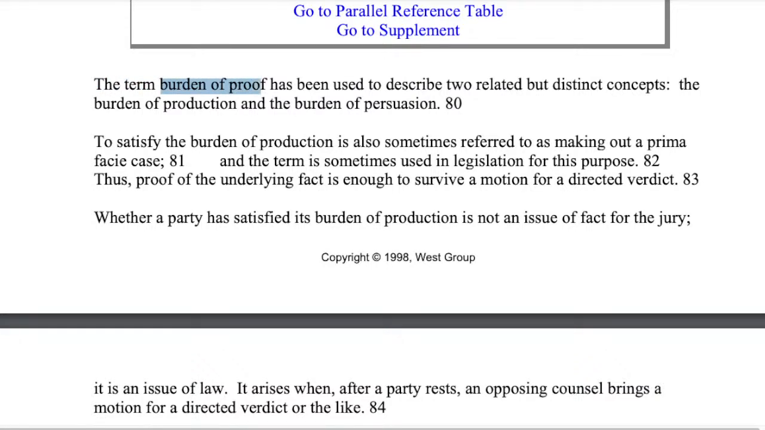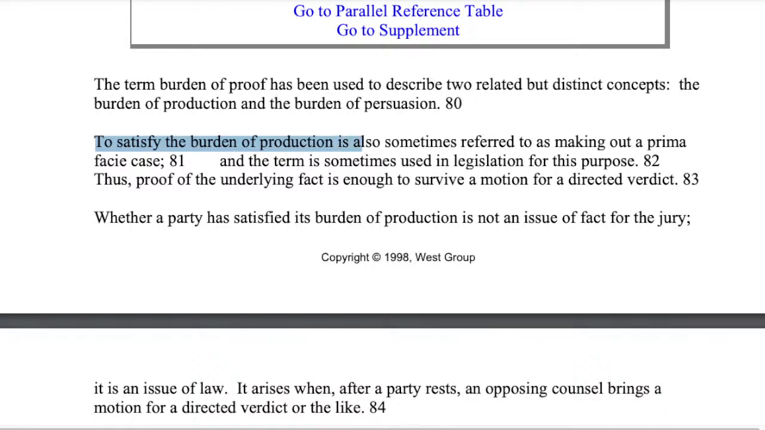The term burden of proof has been used to describe two related but distinct concepts: the burden of production and the burden of persuasion. And before we move any further, just to remind the audience that this is strictly to be used for the entertainment and educational purposes of this YouTube broadcast, only, not to be used, misconstrued, or misused for any kind of legal, lawful, personal, professional, business, tax, financial, or otherwise, so please don't do this at home. So we have two distinct but related concepts: burden of production and burden of persuasion.